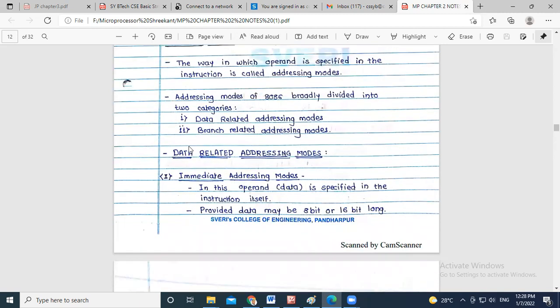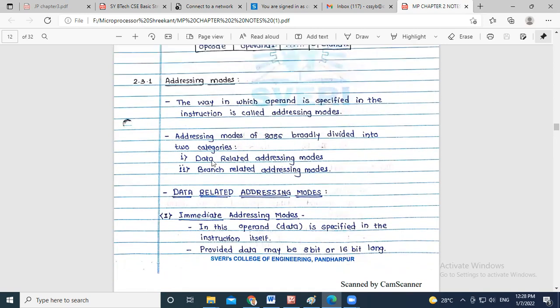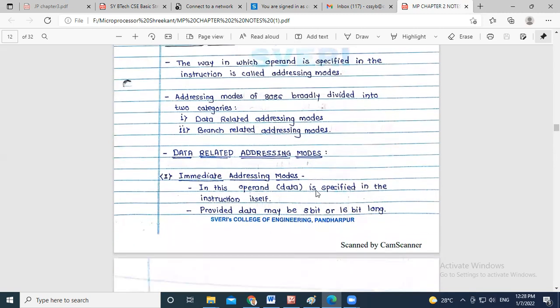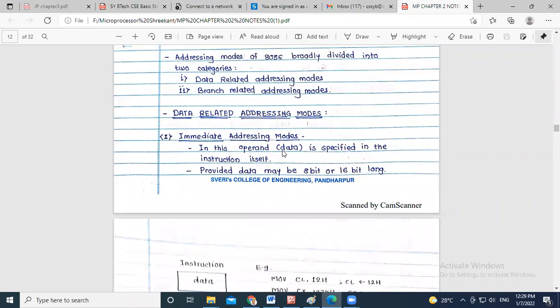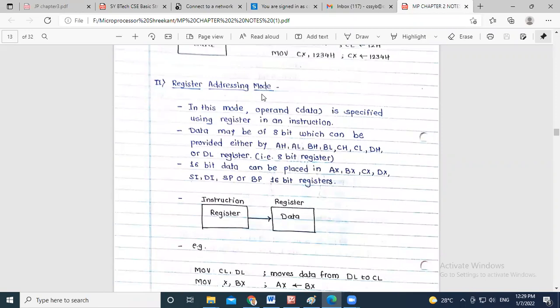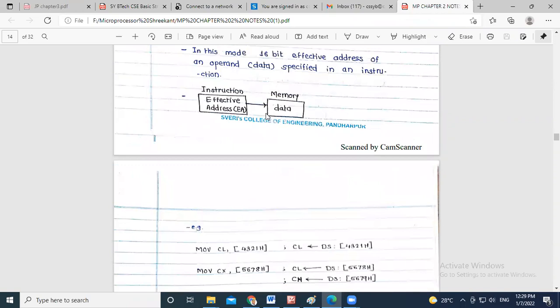Okay, so in the addressing modes, we first have to learn the data related addressing modes. What are the data related addressing modes? Totally there are 5 main data related addressing modes. I will explain them one by one. Please all of you concentrate on this. The first is immediate addressing mode, then register addressing mode. Clear notes I will provide you, don't worry. And third, direct addressing mode.